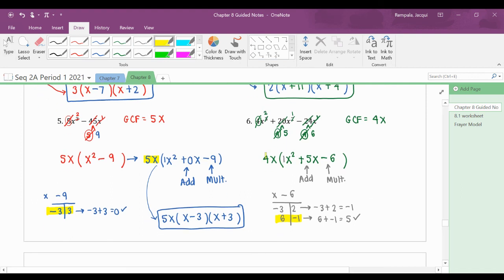But once again, my original GCF of 4x needs to also be a part of my final answer. So we'll have 4x, and then in parentheses, we'll start each of those parentheses with the 1x because we had 1x in our parentheses after I took out the GCF. I want a positive 6 and a negative 1 to finish it out. And that would be my factored answer.